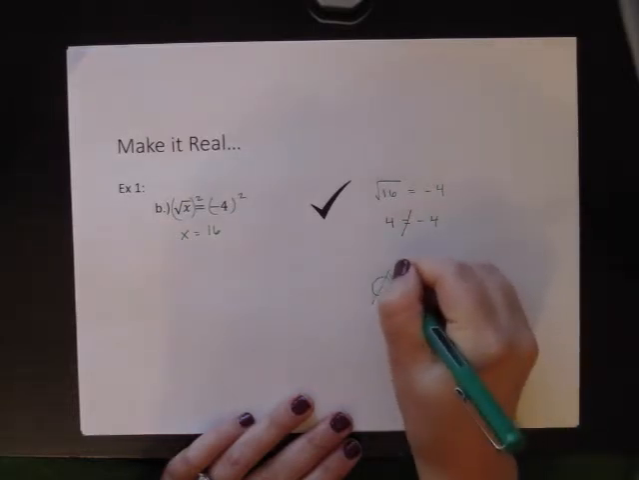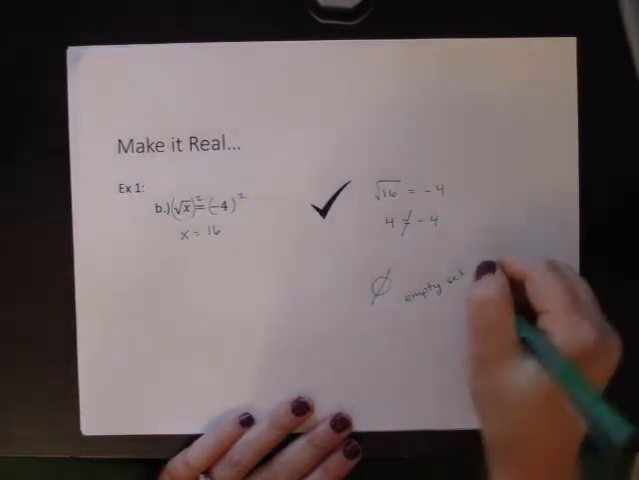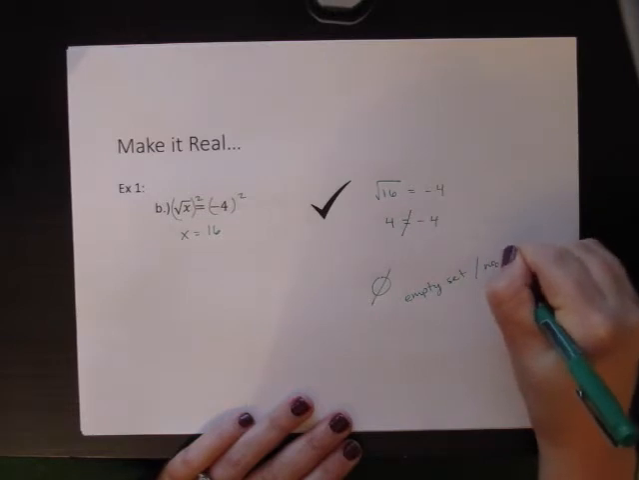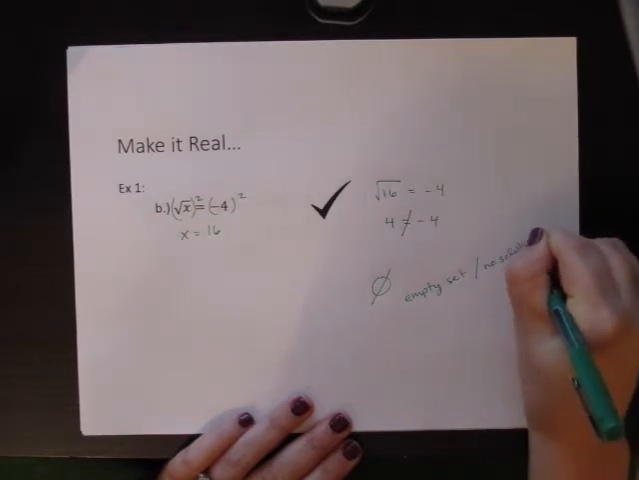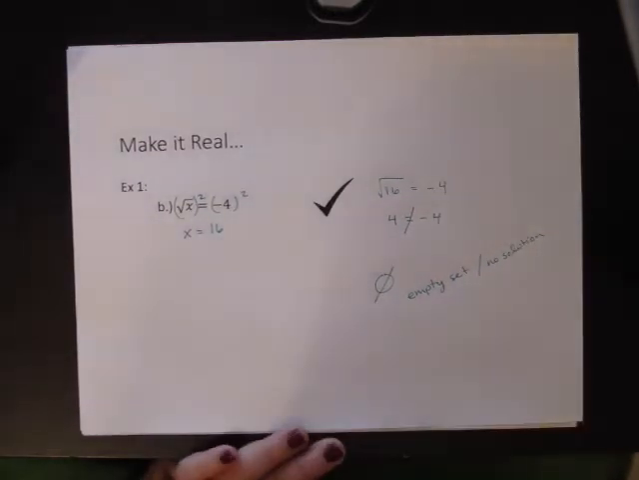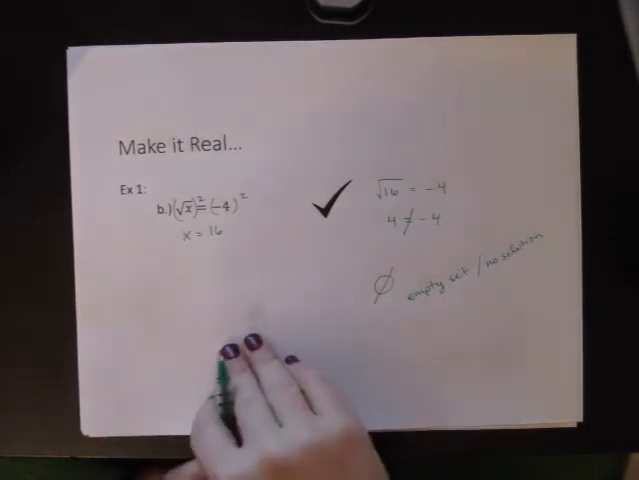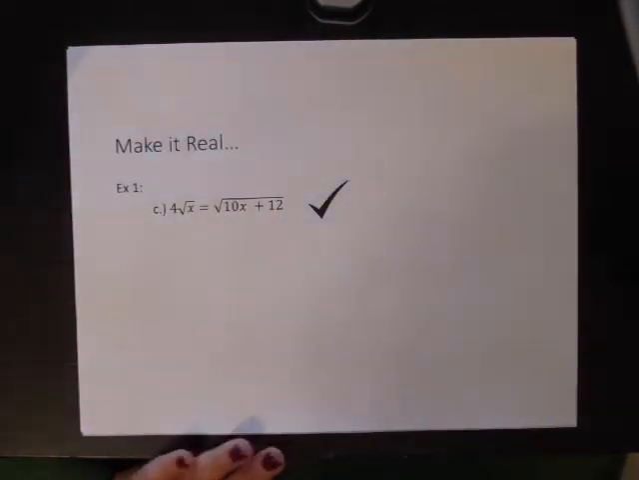So you can either put the symbol notation for empty set, you can write out empty set, or if you want to put no solution, you can do that as well. Any one of those three would completely work for me. Alright, let's look at the next one.